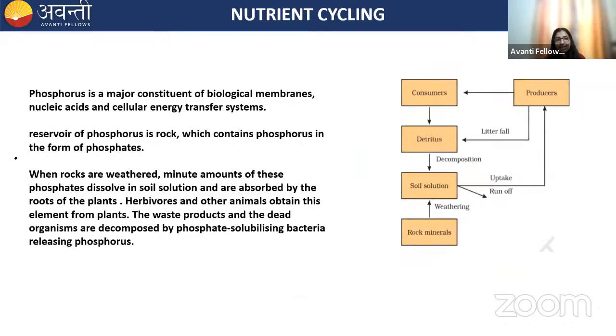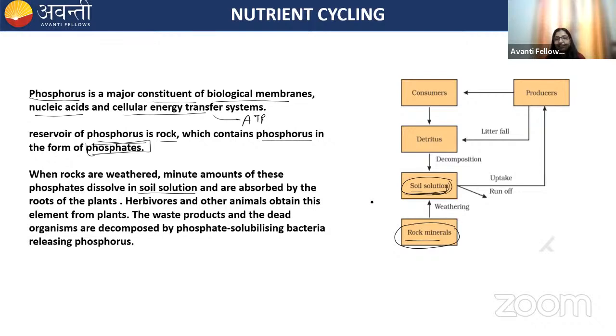Next is the phosphorus cycle. We know that phosphorus is a major constituent of biological membranes, nucleic acids, and cellular energy transfer, that is ATP. The reservoir of phosphorus is rocks, which contain phosphorus in the form of phosphate. When the rocks are weathered, they release phosphorus into the soil. The phosphate dissolves in the soil solution. Now the producers, or plants, will take up this phosphate from the soil solution.